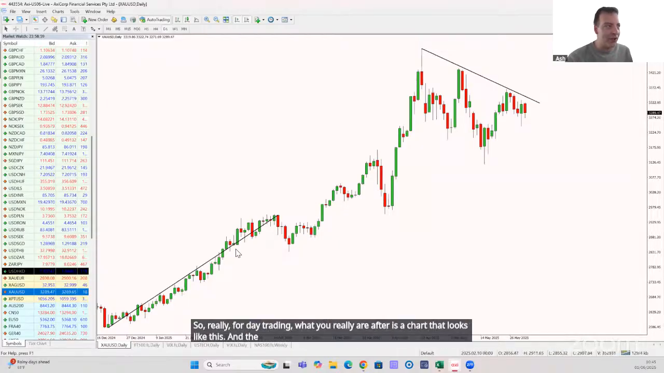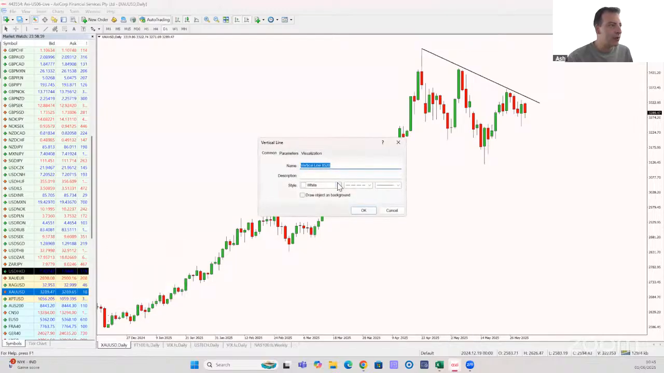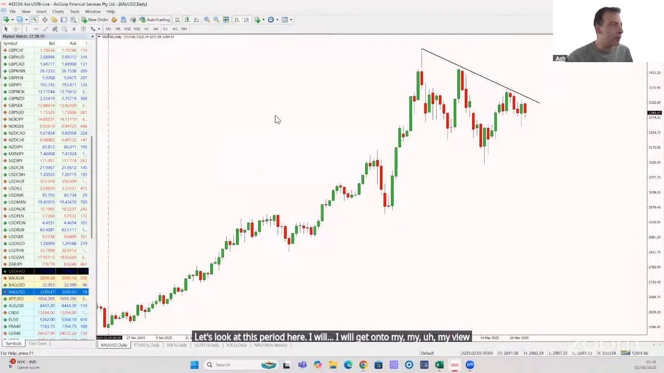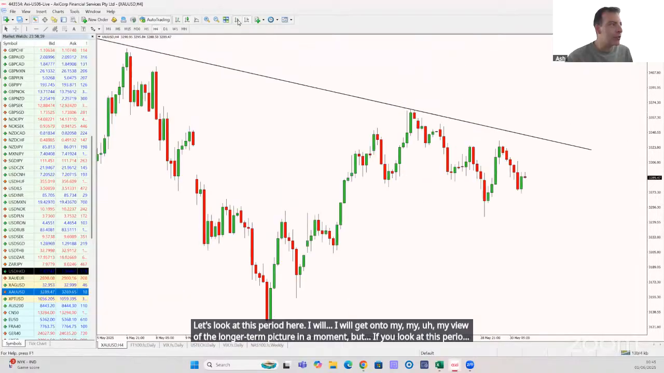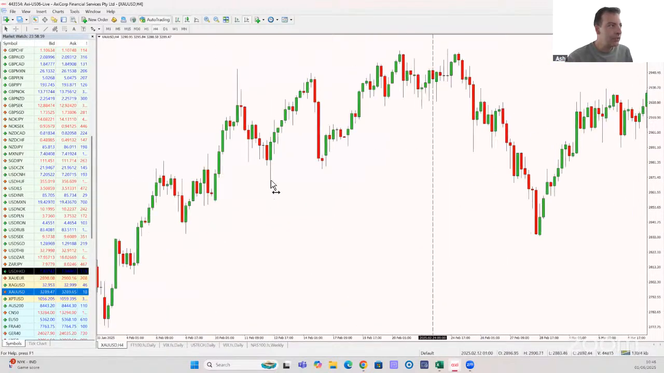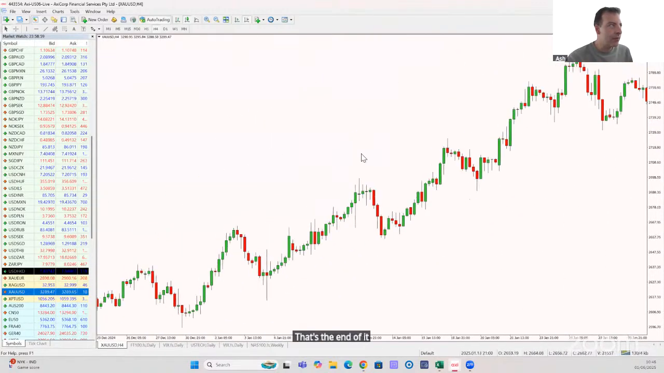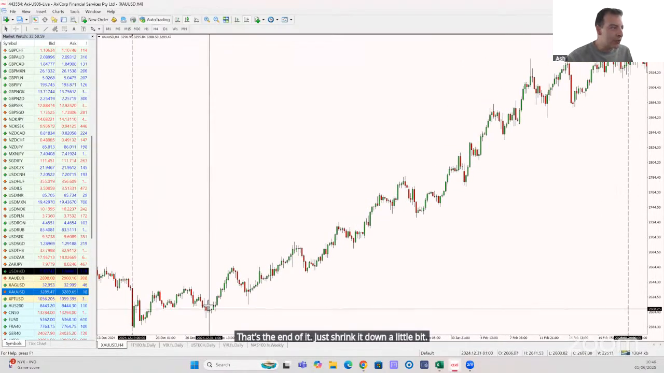And the reason for that is that because the swings are so shallow, if we look at this period here, I will get onto my view of the longer term picture in a moment. But if you look at this period here, put it on a 4 hour chart, just shrink it down a little bit. Now look at this, look at the swings here.